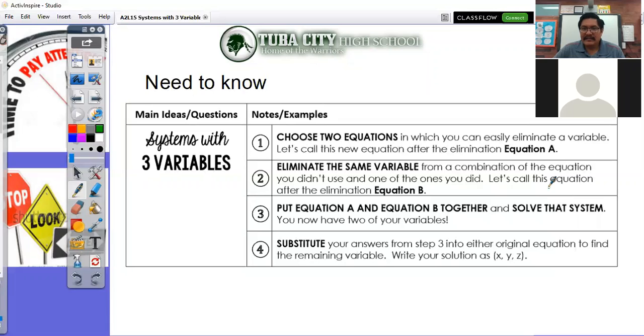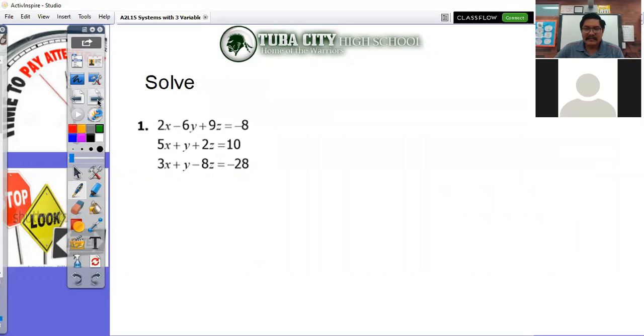And lastly, substitute your answers from the third step into either your original equation or whatever. I think you can also use one of the equations that you ended up getting later on, which is okay. I've said that you should try to avoid that, but in this case, it looks like we might need to do that a little bit more than usual. So let's go ahead and get started.